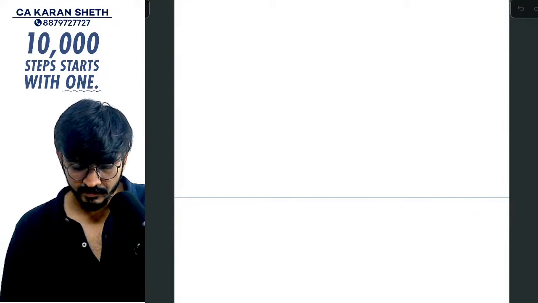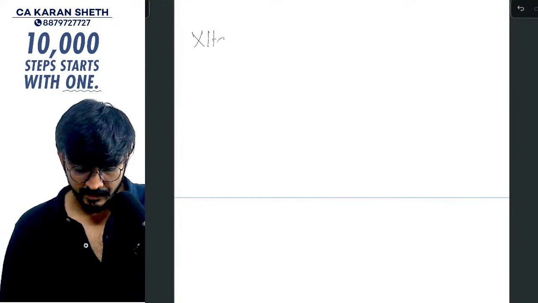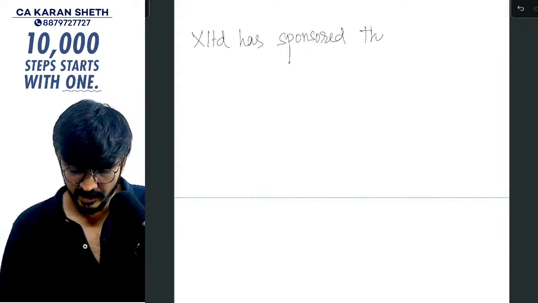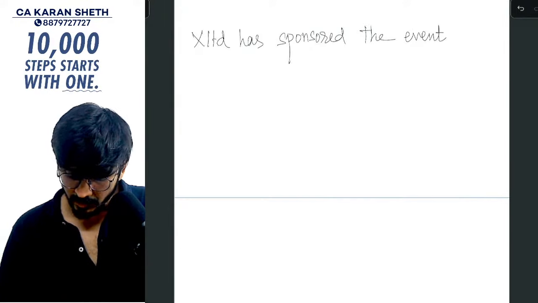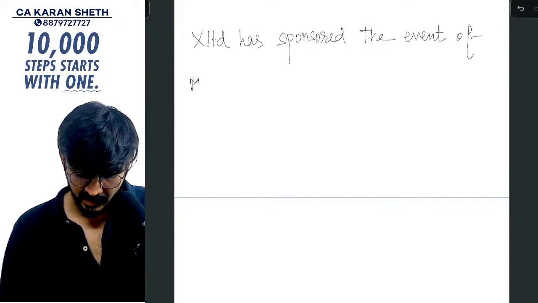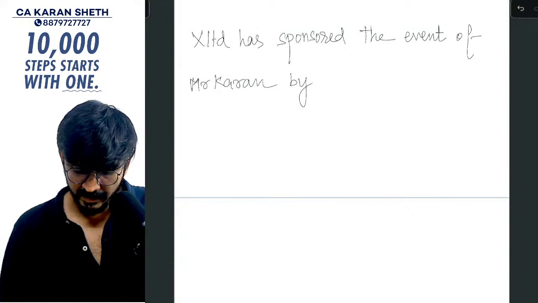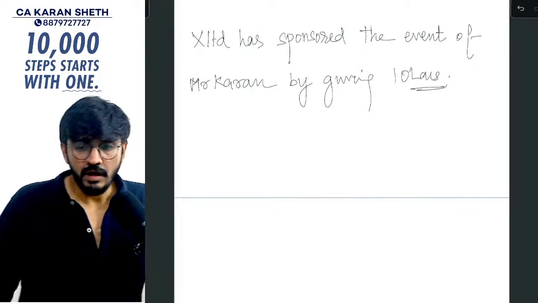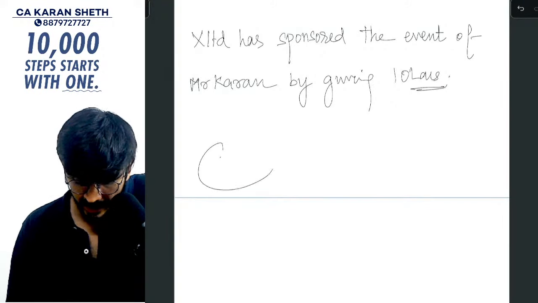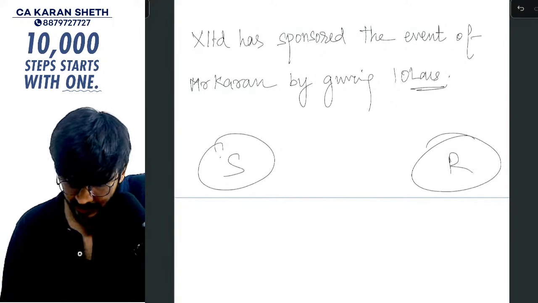But what if I tell you something like this, where they tell you that, let's say for example, X Limited has sponsored the event of Mr. Karan by giving him 10 lakhs. Achha, can anyone tell me here who is the supplier and who is the recipient?